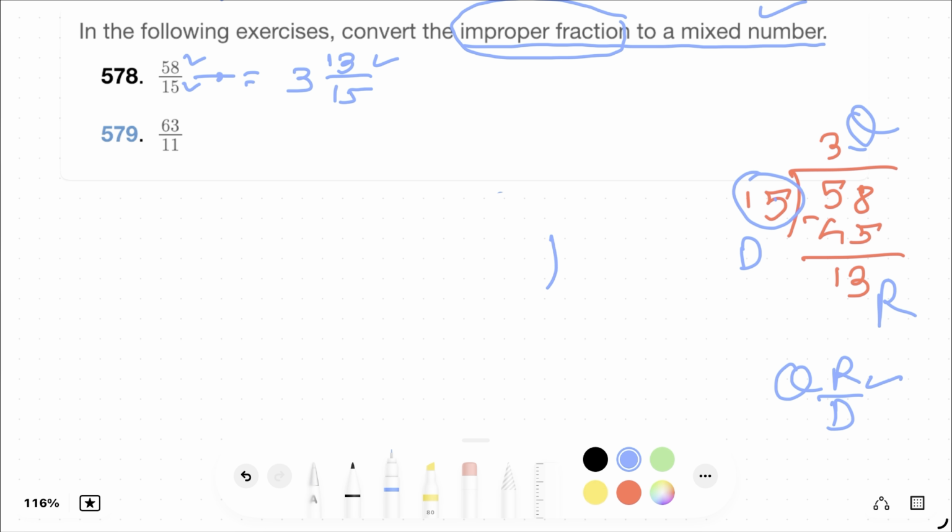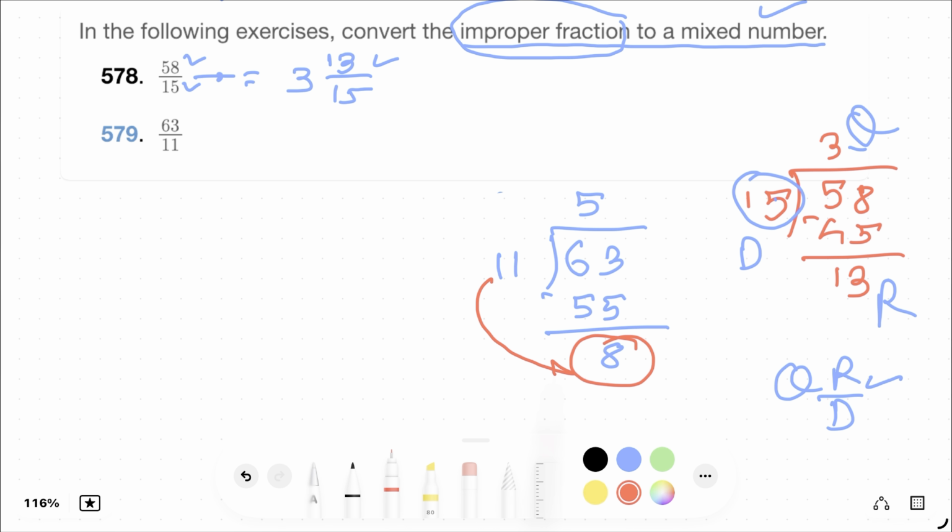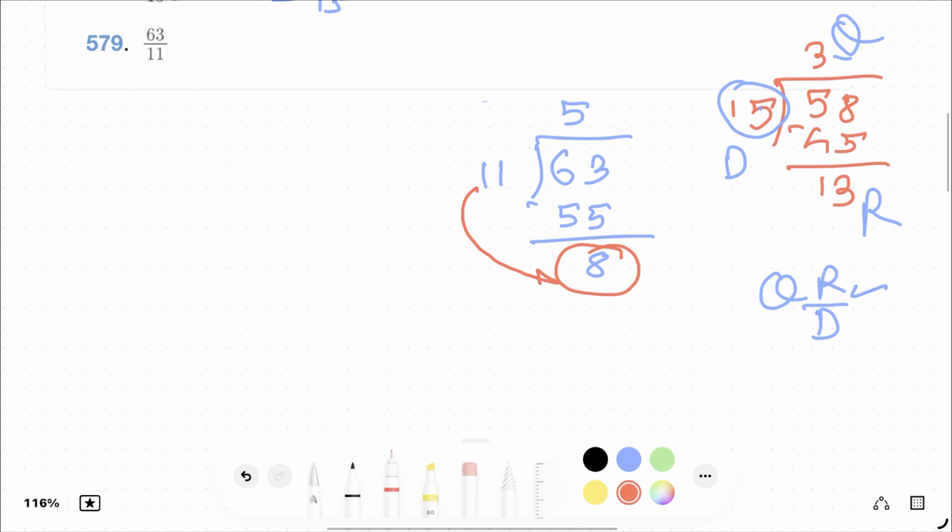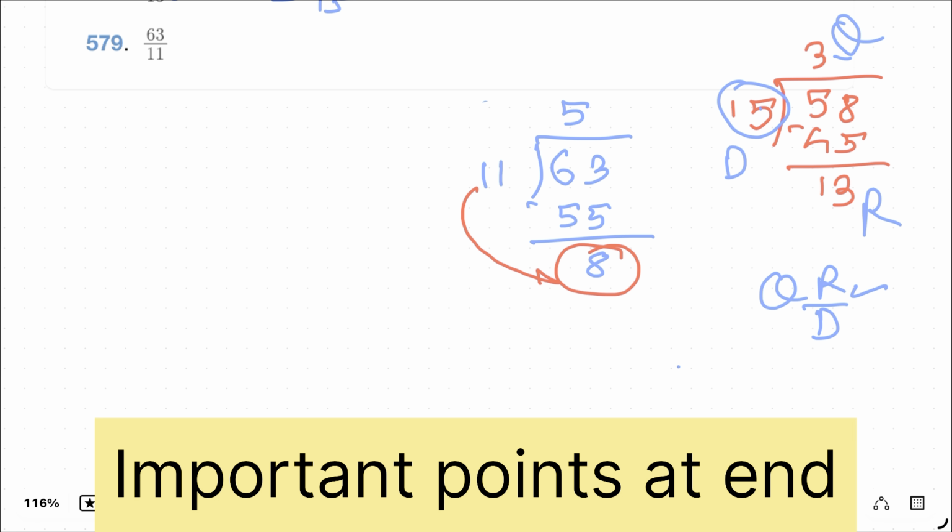Now similarly the second one, I am dividing 63 by 11. 5 times 11 is 55. When I subtract, the remainder is 8. Always remember that this remainder should be smaller than the divisor. If it is, then we are correct. So now what is the answer? We always write the answer as quotient, remainder upon divisor. So this was our quotient, this is our remainder, and 11 is our divisor. So our answer is going to be 5 integer 8 upon 11. So this is our answer.